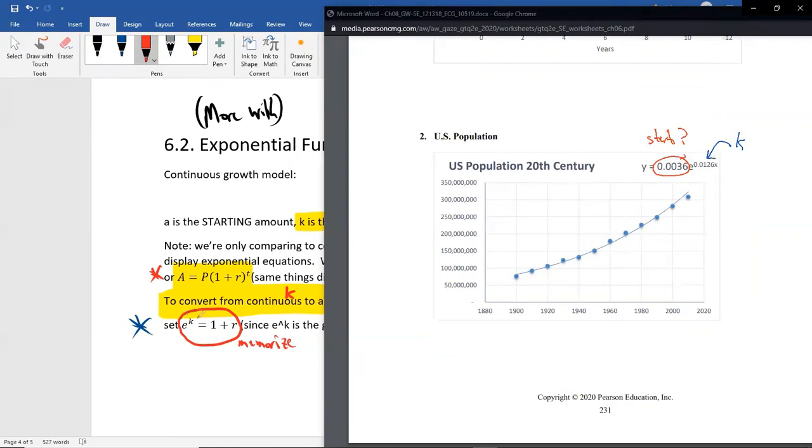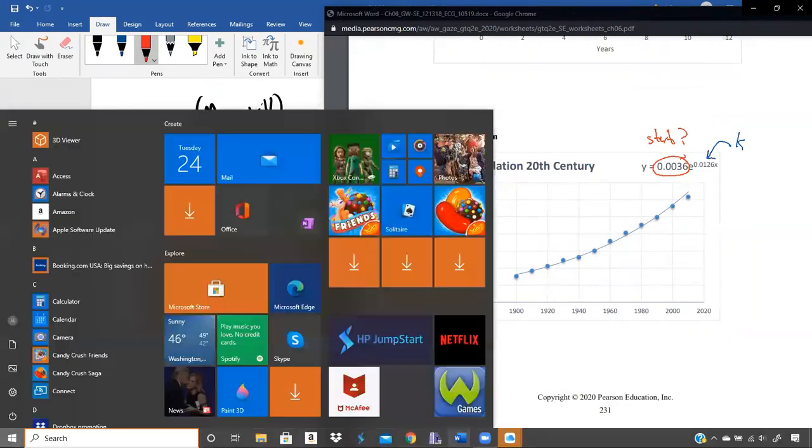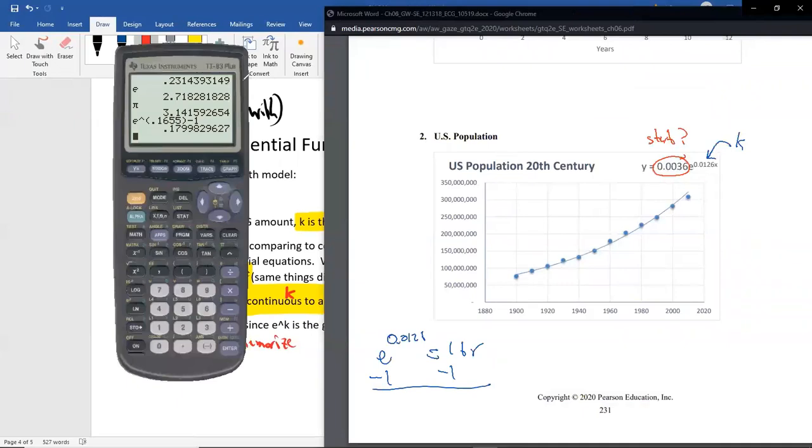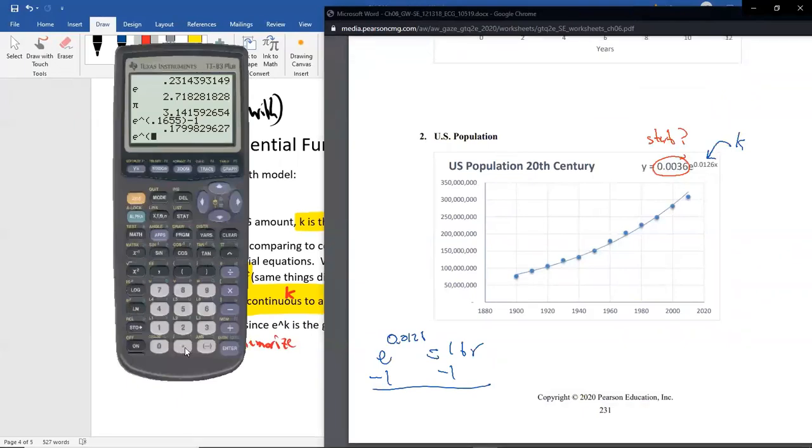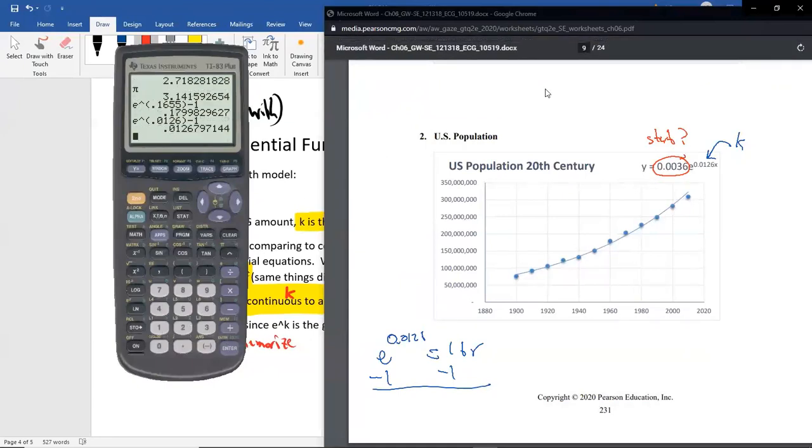So we're just setting that growth factor equal to 1 plus R. So we go e to the 0.0126 equals 1 plus R. We subtract 1 on both sides. And then we use our calculator to get that number. Second, e with the exponent, 0.0126, close it, then a minus 1. So that will be the answer as a decimal.